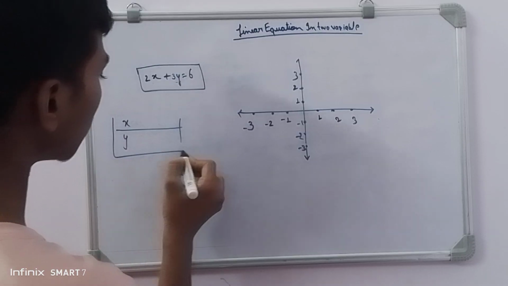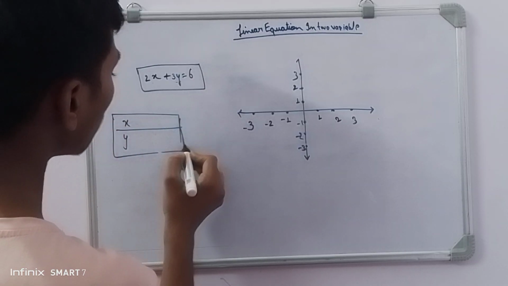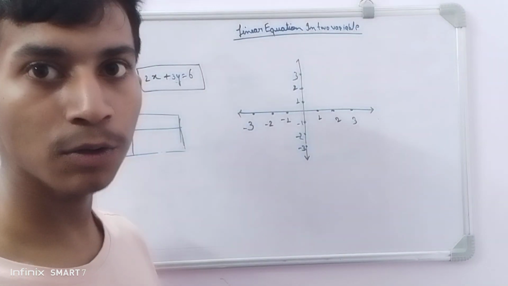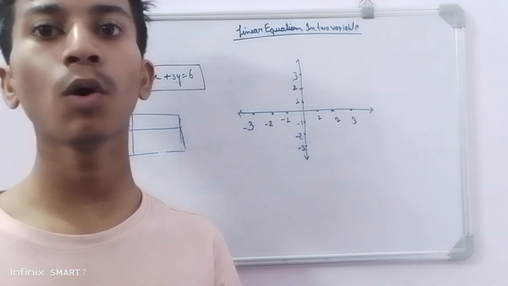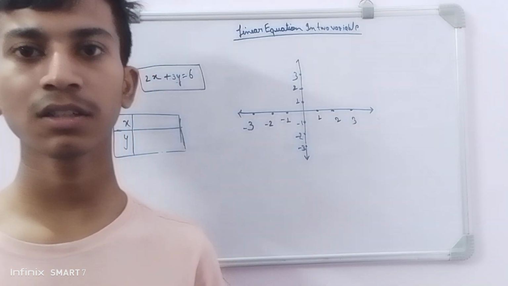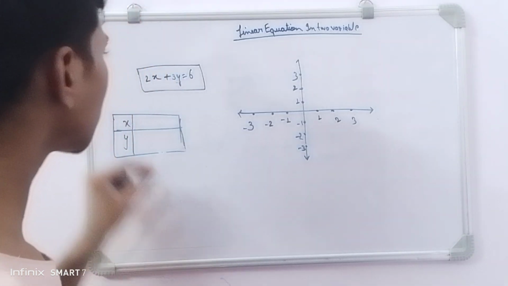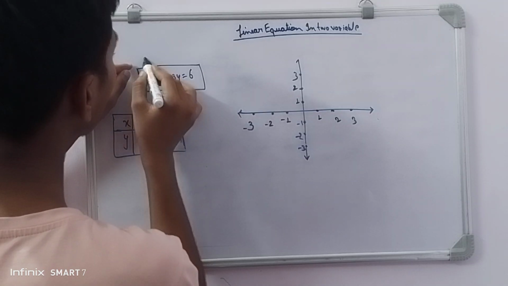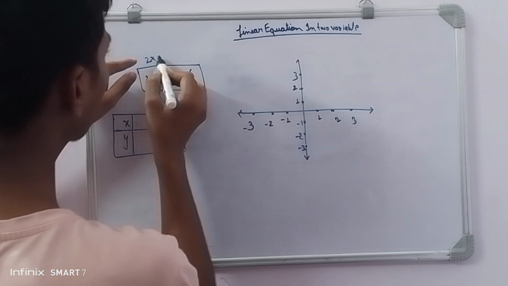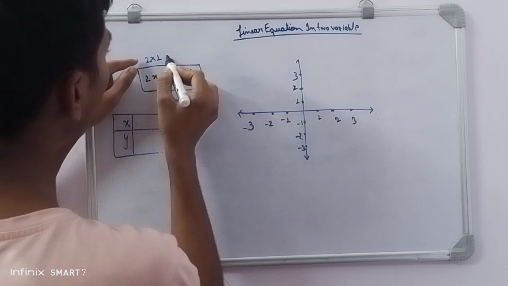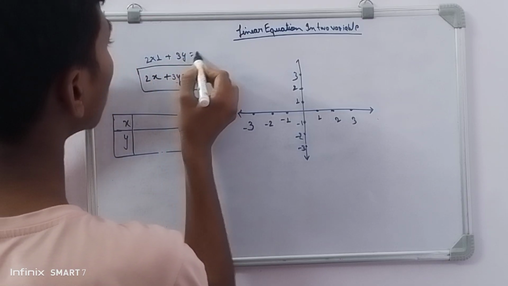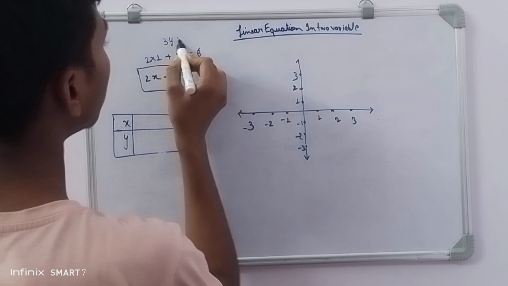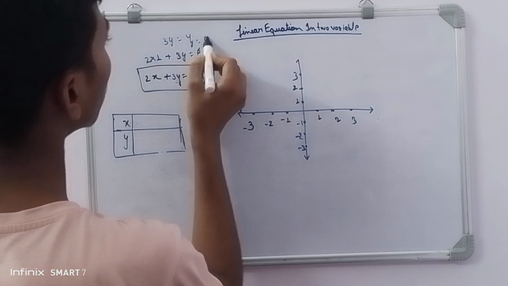So make a table of x and y. As you make the table, you have to find only three values, or you could also make the graph through two values, but three values will be more accurate for constructing a graph. So let's suppose we keep the value of x equal to 1. If we put x is equal to 1, it becomes 2 plus 3y is equal to 6. That means 3y becomes 4, so y is equal to 4 by 3.